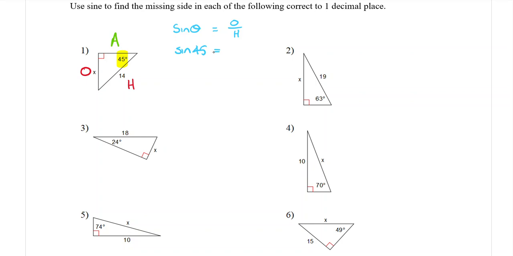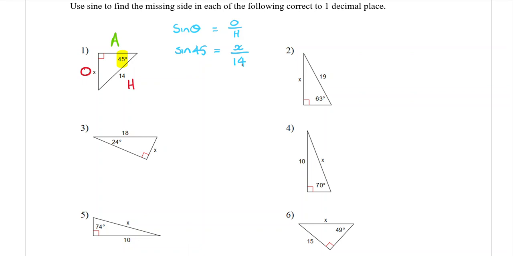equals. Okay. Now, the opposite has to be on the top of my function. Where is my opposite? Here. And it is x. So x goes on the top. And my hypotenuse needs to be on the bottom, which is 14. Number 14 is on my hypotenuse. Does that make sense?